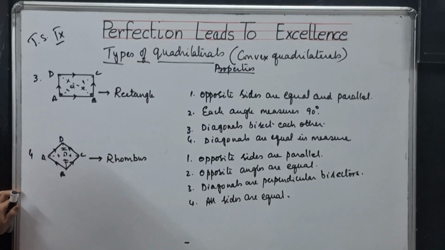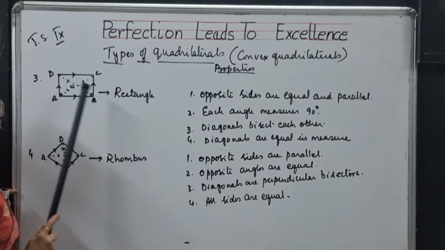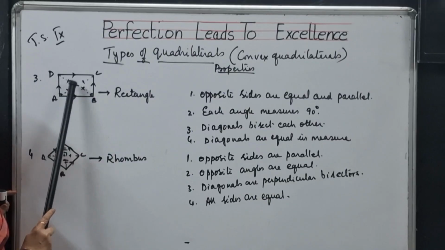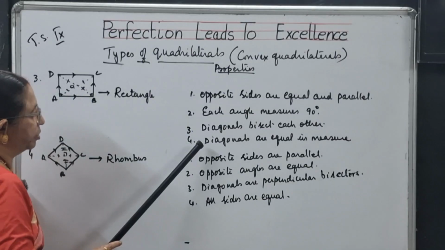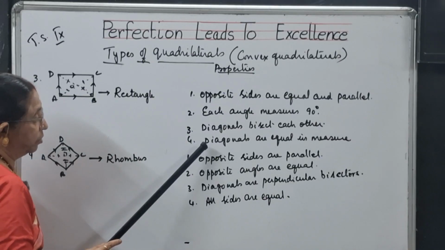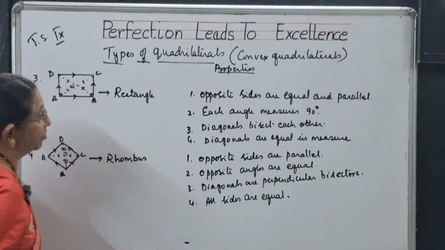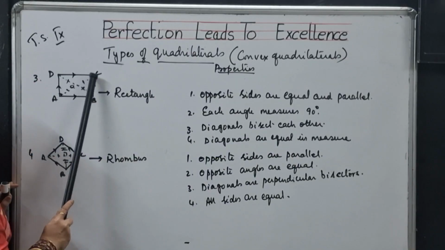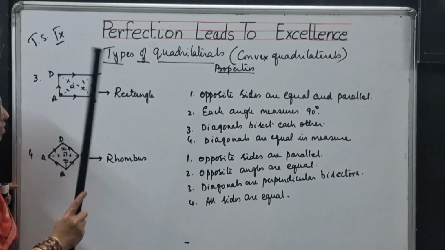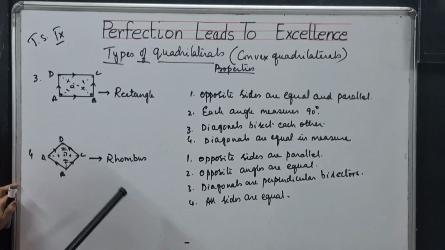In parallelogram, you don't get it. And diagonals bisect each other. These two diagonals will divide each other into two equal parts. And upon that, another point here is diagonals are equal in measure. Whatever is AC, the same thing is BD. Those are the properties of rectangle.